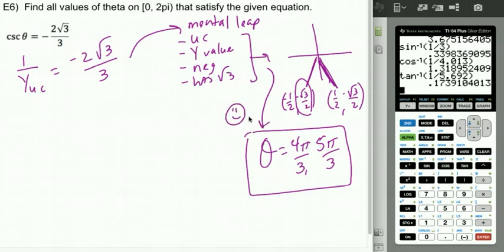It doesn't hurt to communicate that with me, right? If it's a free response, you would want to say, these are the mental leaps I made. I know it's on the unit circle, I know it's a y value, I know it's negative, and I know it has a root 3.